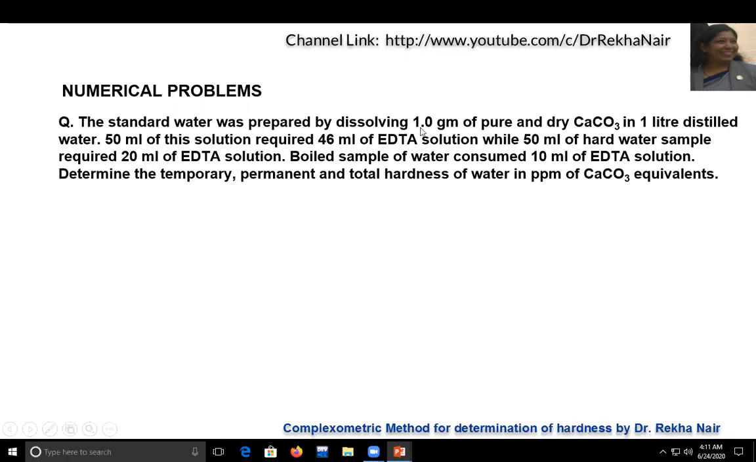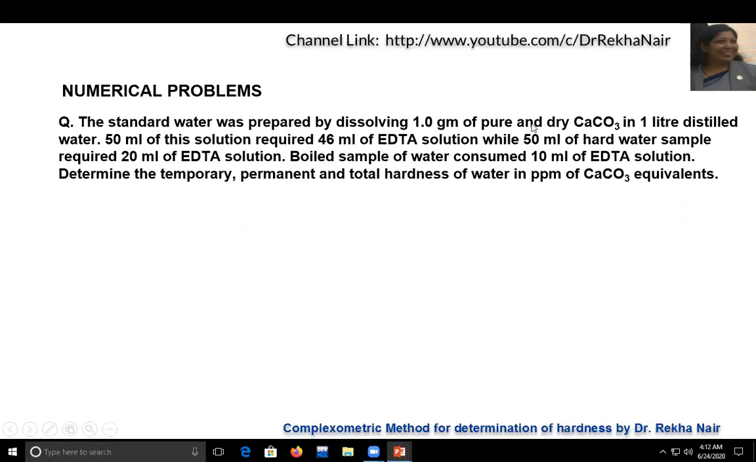This is the process of preparation of standard hard water. But the first titration was the titration of standard hard water against EDTA. So 50 ml of this standard hard water was taken and it consumed 46 ml of EDTA solution. So V1 is 46 ml.